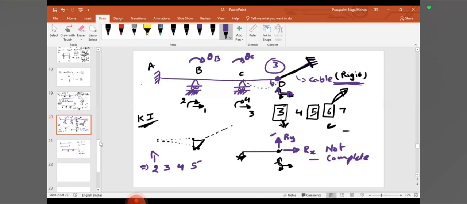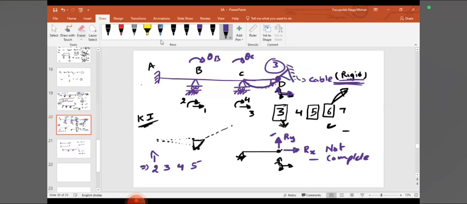Sir, then rigid body means no rotation and no displacement, right, sir? Listen. This point will not move anywhere. We are talking about the cable only, right? This point will not move anywhere. But what about this beam? This beam can rotate without having displacement at point D. Indirectly, this is the case I have given you.